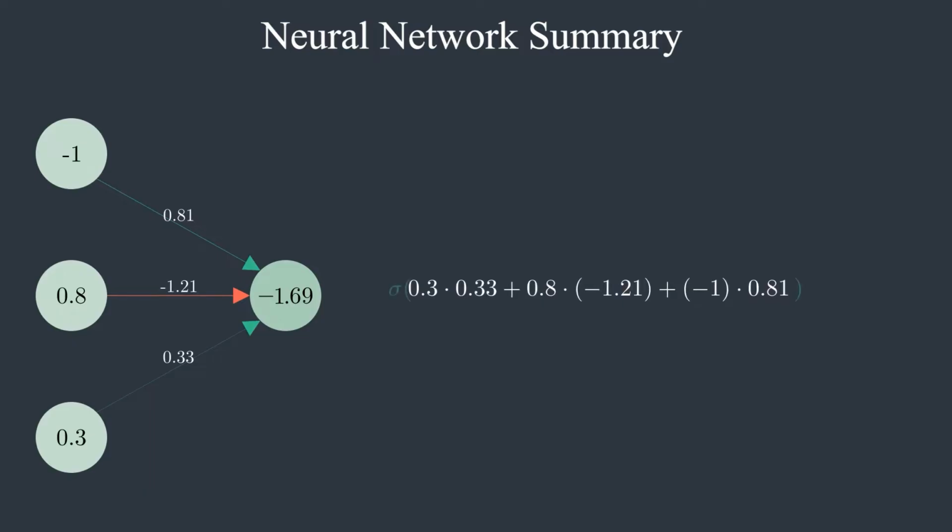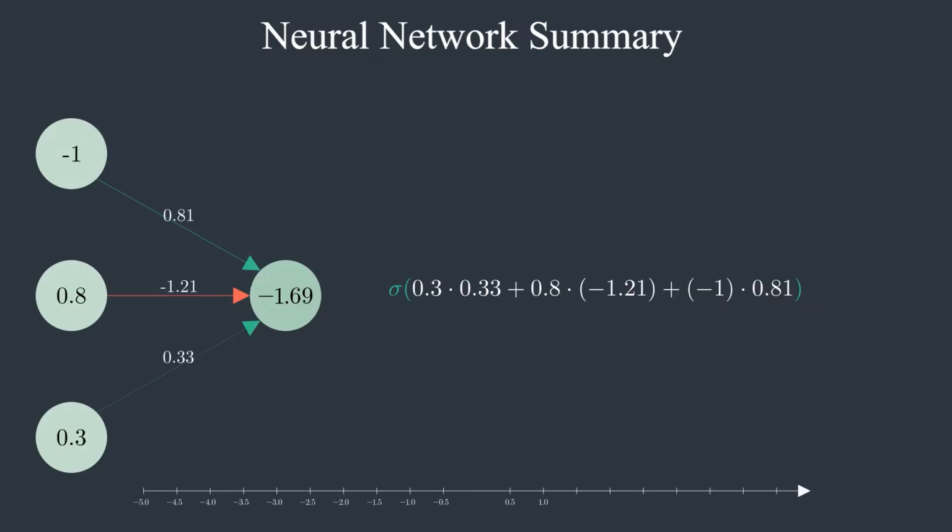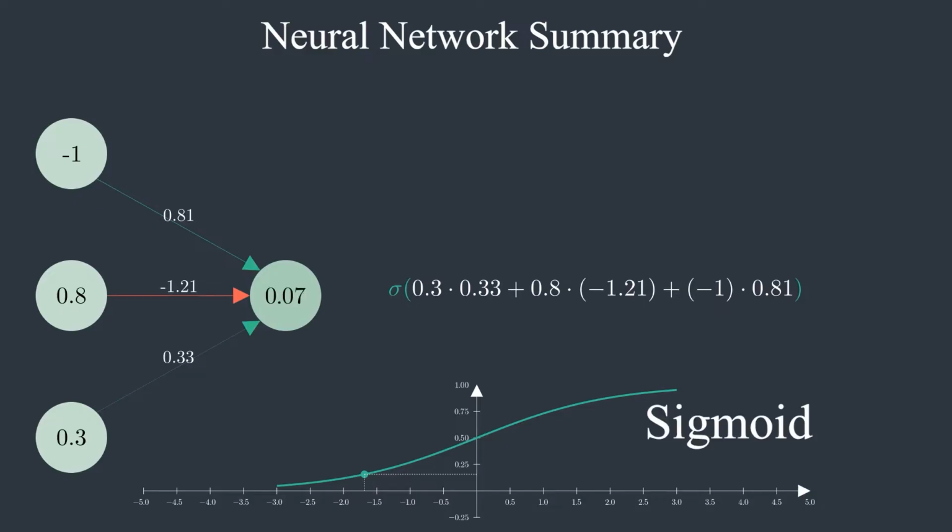But the value of this number can be anything, and we'd like to have some kind of threshold to activate a neuron. This threshold is called an activation function, which we apply to the weighted sum to get the activation value. A well-known activation function is the sigmoid function, also known as the logistic function, because it maps any value to a number between 0 and 1. For values greater than, say, 3, the sigmoid activation value is close to 1. In our example, the activation value is close to 0, so the neuron is not active.